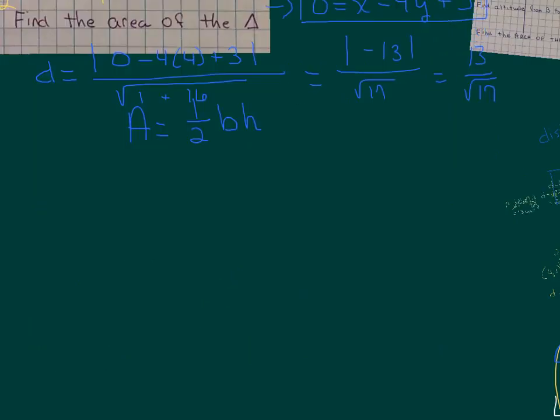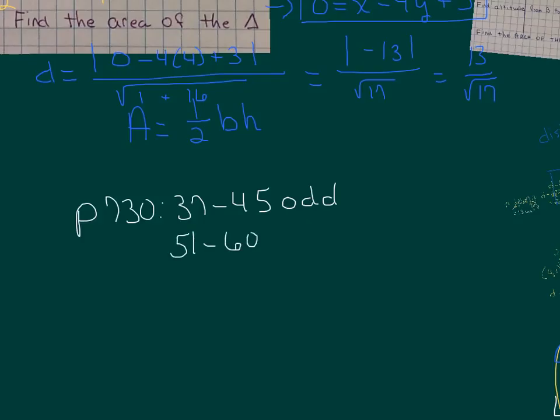Okay, these are the formulas that you'll need for your homework. And these are examples that you can look at for your homework, which is on page 730. And you have 37 to 45 odd, 51 to 60 every third, and 62, 65, 66, and 67.